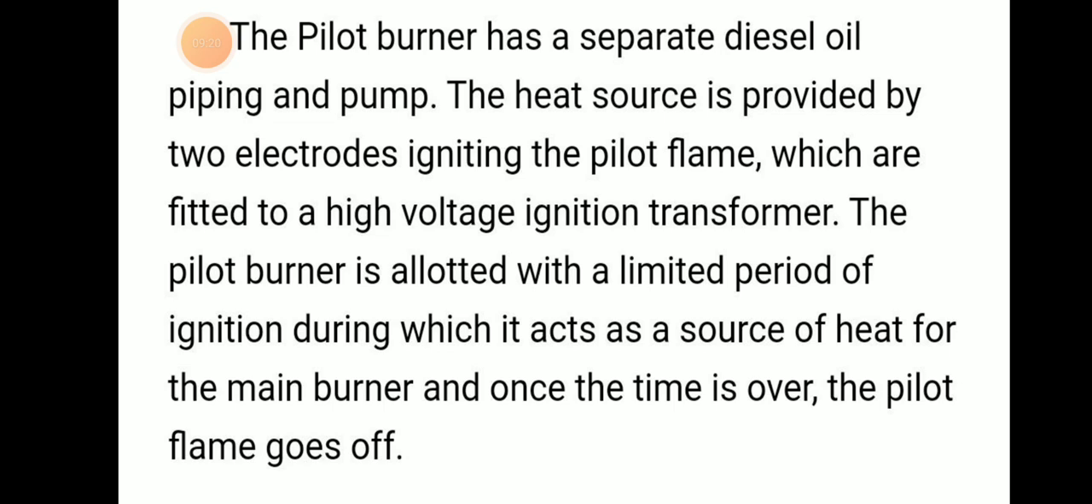The pilot burner has separate diesel oil piping and pump. The heat source is provided by two electrodes igniting the pilot flame, which are fitted to the high voltage ignition transformer. The pilot burner is allotted a limited period of ignition during which it acts as a source of heat for the main burner, and once the time is over, the pilot flame goes off.